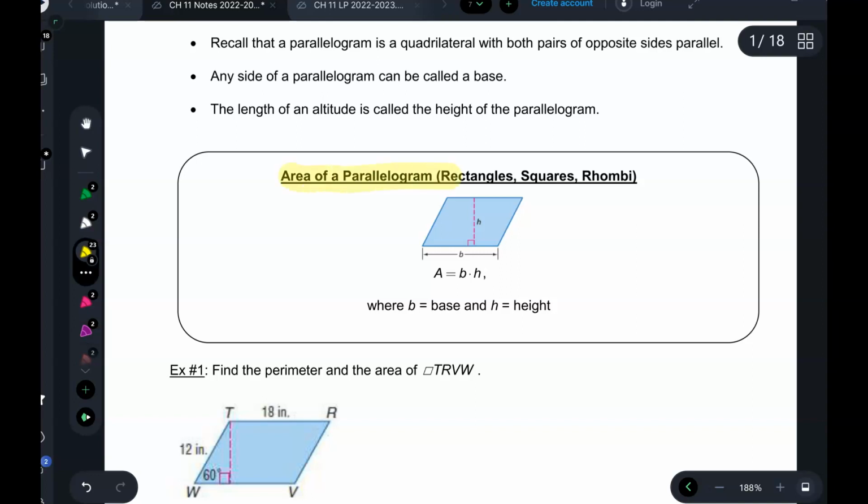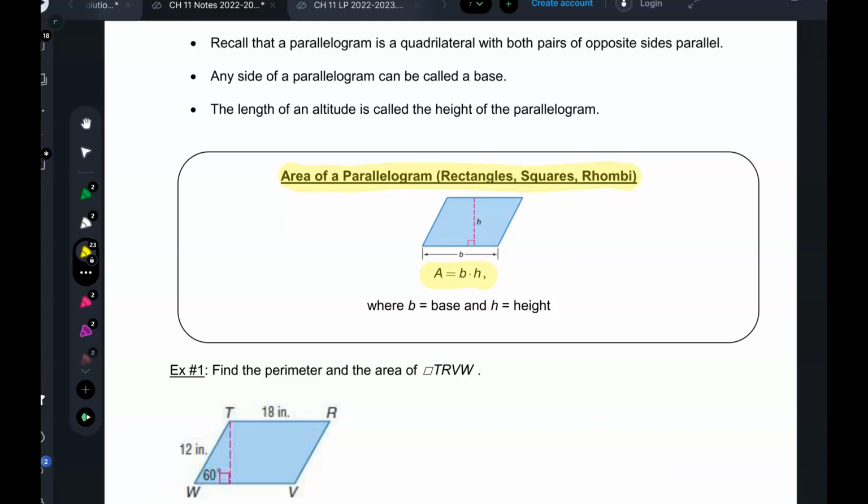So let's start with area of a parallelogram. Now, the area of a parallelogram also applies to rectangles, squares, and rhombi because those are special types of parallelograms, right? Well, we already know the area of a rectangle, which is base times height. So if we extend that to any kind of parallelogram, it's still base times height.